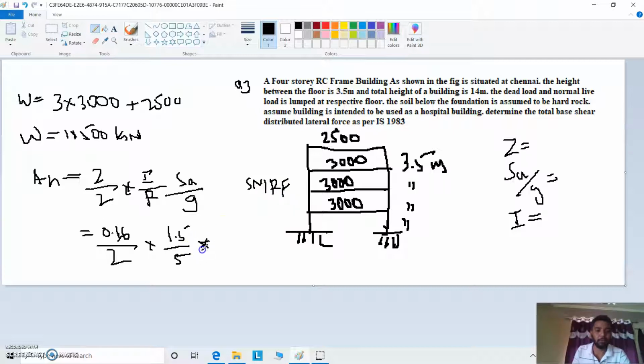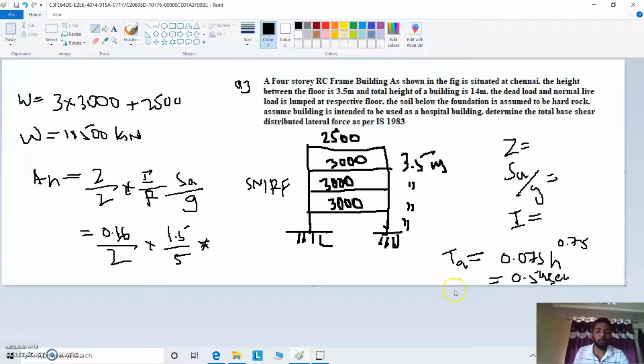I have assumed that the structure is constructed with a special moment resisting frame, and the R value is considered to be 5. Sa by g is given for hard rock, and for this hard rock we need to calculate the Ta value. To calculate this Ta value, the base dimension is not given, so you can use 0.075 h to the power 0.75, where h is 14 here. Let us calculate Ta. 0.075 times 14 to the power 0.75 gives 0.54 seconds.